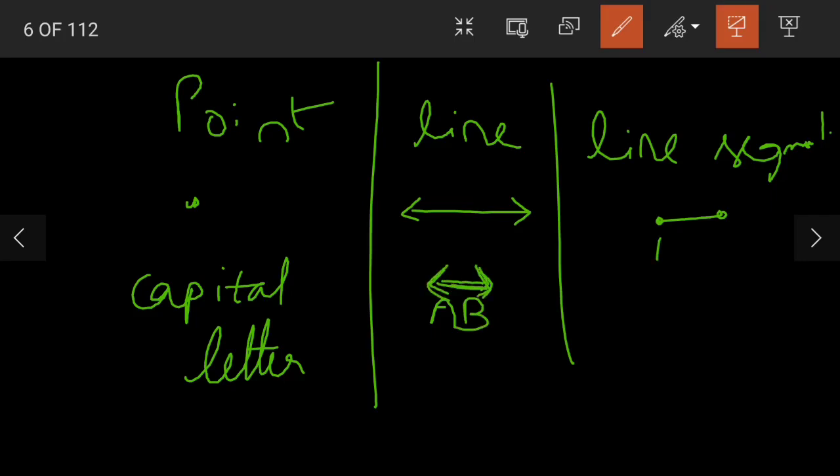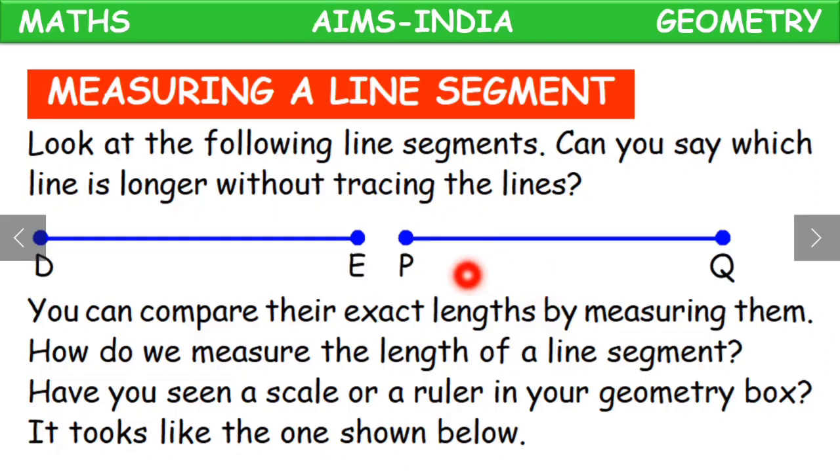Okay. Now line segment. A line segment has two endpoints. So we name the line segment based on the endpoints. For example, the endpoints are X and Y. So it would be line segment XY. Don't forget to put the line above it. Okay. So these are the three concepts that we have learnt: point, line and line segment. As we have seen what a line segment is, let us learn about measuring a line segment.